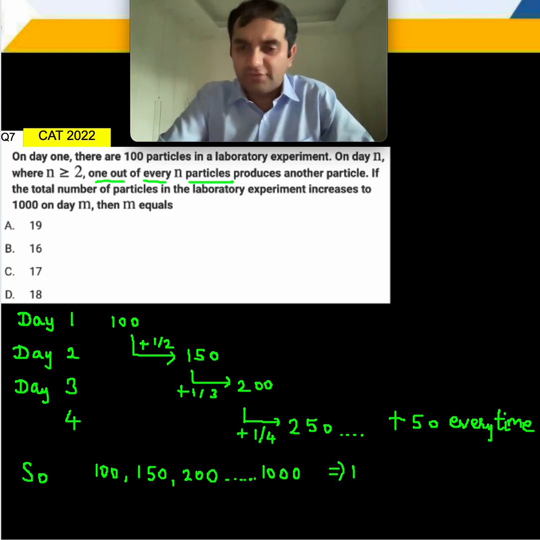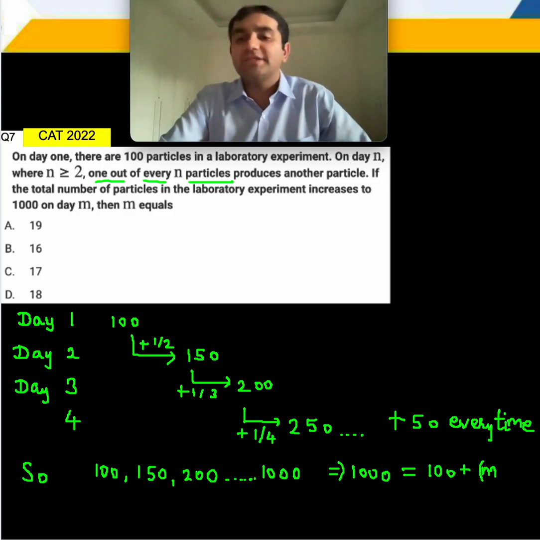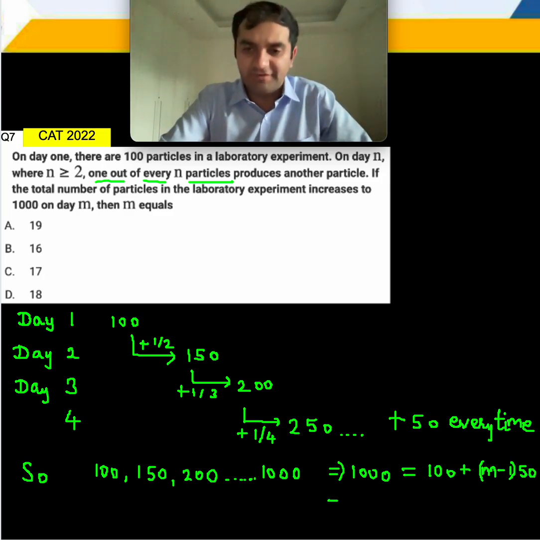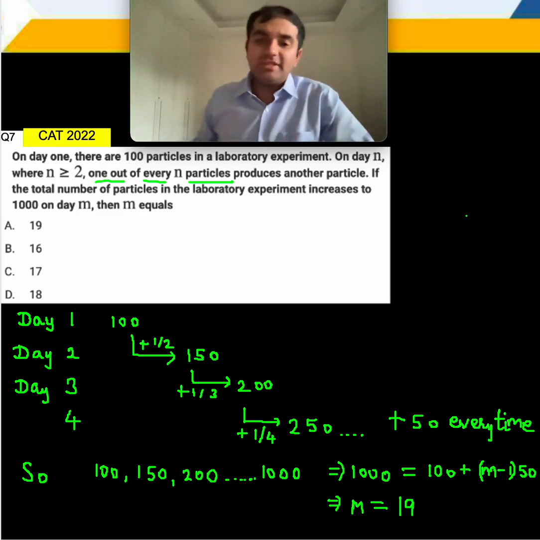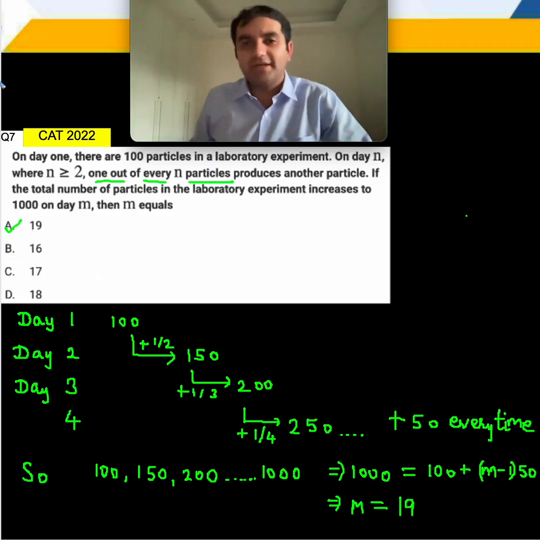Use the formula for an AP. 1000 is the nth term, which is equal to 100 plus m minus 1 into d, d being 50. From this you find the value of m. 19 will come as the value of m. That means that on day 19 you will touch the value of 1000. So 19 is the right answer for question 7.